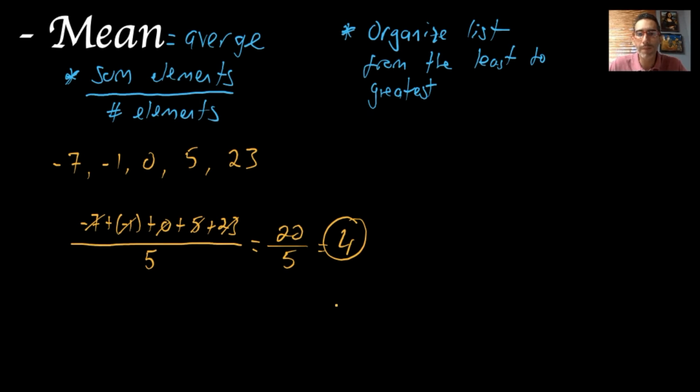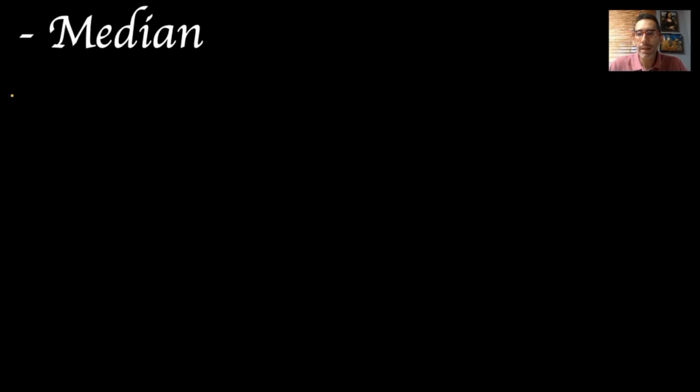It's pretty straightforward. Now, let's talk about the median. What is the median? Remember, by definition, the median is the element or the value in the very middle of the list. The value in the very middle of the list. Now, remember that here it is super important, again, that the list must be organized from the least to the greatest value, okay? So the value in the very middle.